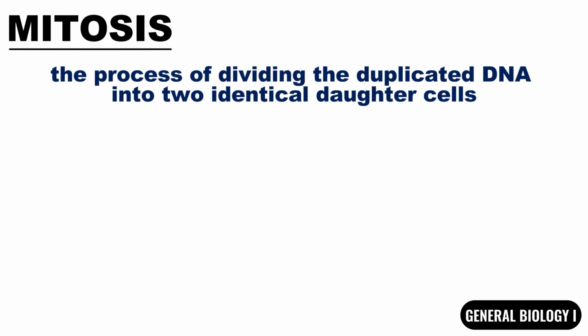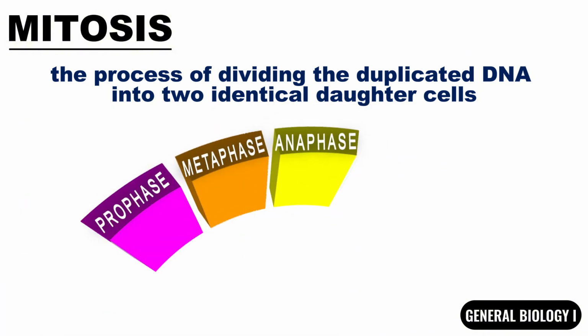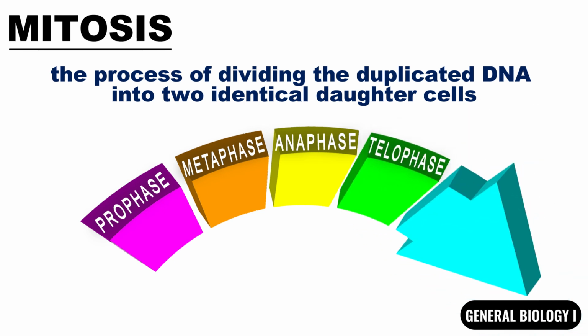With interphase complete, the cell is fully prepared to enter mitosis, the process of dividing the duplicated DNA into two identical daughter cells. Mitosis is divided into four main stages: prophase, metaphase, anaphase, and telophase. Let's explore each of these stages in detail.